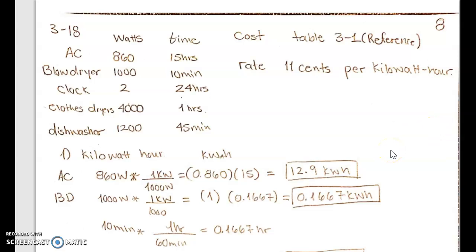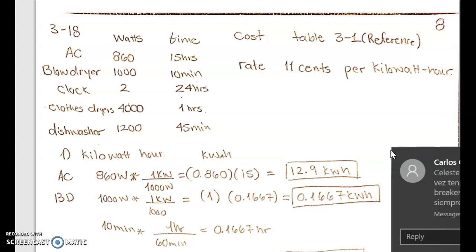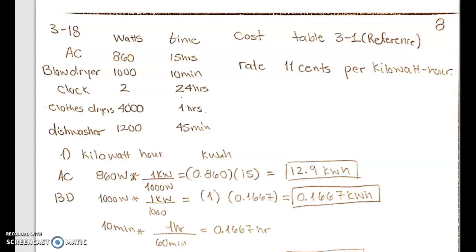Let's continue with chapter 3, example 3.18. Right here, the question is telling us how much it's going to cost us to run these different items in the house, given that the price per kilowatt hour is 11 cents per kilowatt hour.